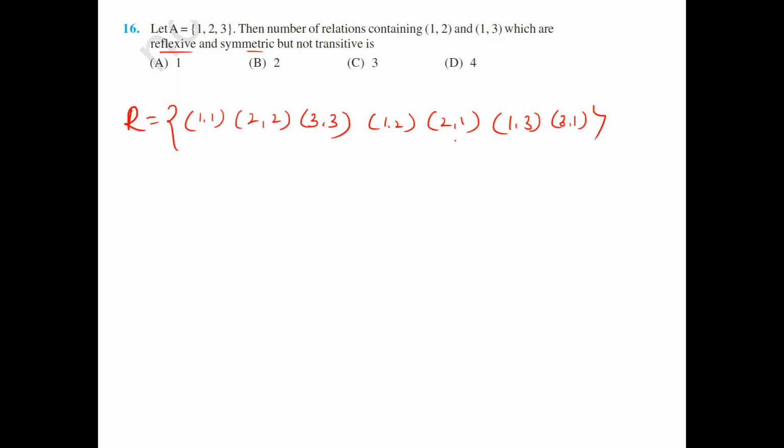Why? Because, for example, I have to consider these two: (2,1) and (1,3). The answer will be (2,3), but (2,3) is not there. So now what is the conclusion? It is only one value. How many relations are possible? Only one relation. Okay, move to the next slide.